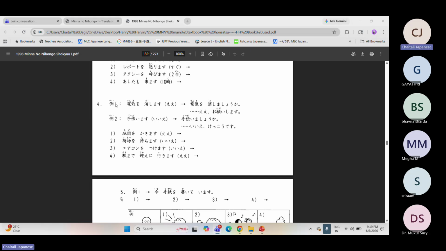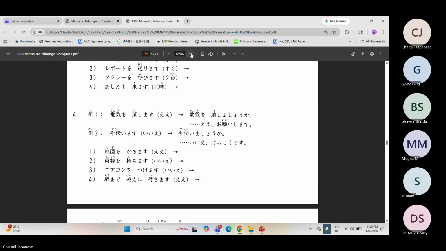Okay. Fourth, tenki o keshimasu. Tenki o keshimashoka. Keshimasu is to go out. I mean, the electricity has gone. Sorry, it is denki, not tenki. Denki o keshimasu. So denki o keshimashoka. If your answer is positive, then it will be onegaishimasu. If it is no, then kekko desu.